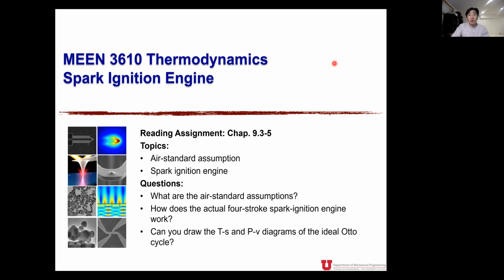Today, I'm going to talk about the air standard assumption. Also, I'm going to talk about the general features of a spark ignition engine. At the end of today's class, I really want you to be able to answer those 3 questions that you see. The first question is, what are the air standard assumptions? The second question is, how does the actual 4-stroke spark ignition engine work? And the last question I hope you should be able to answer is, can you draw the TS and PV diagrams of the ideal Otto cycle?